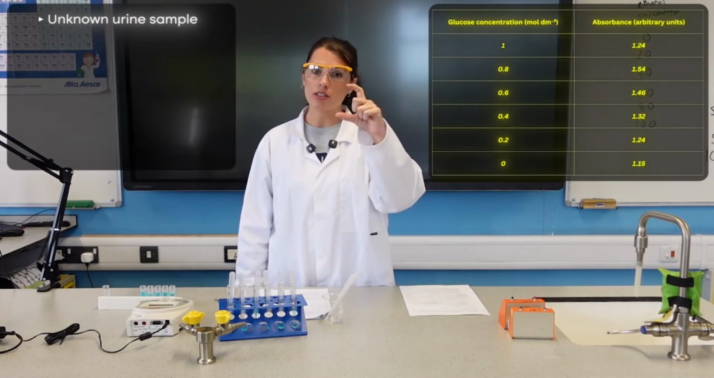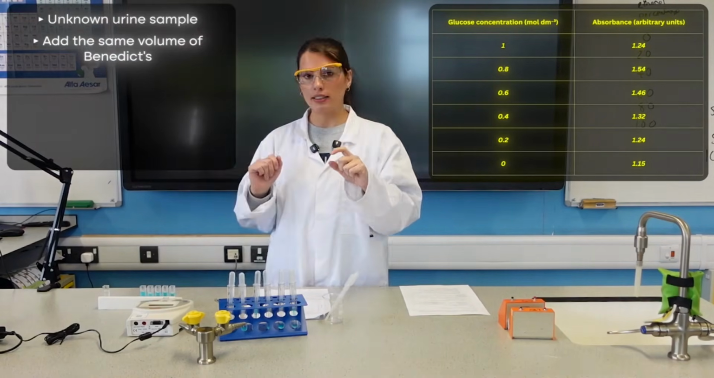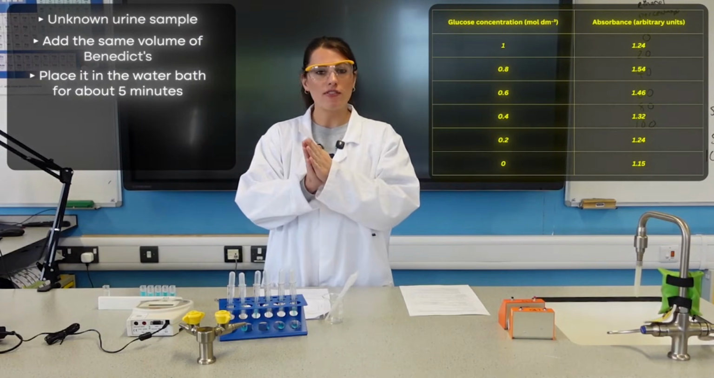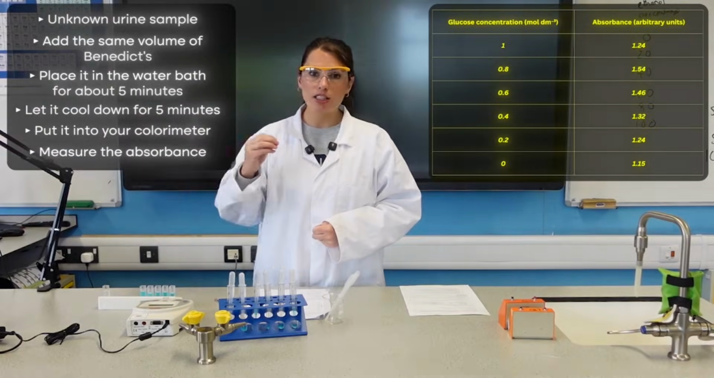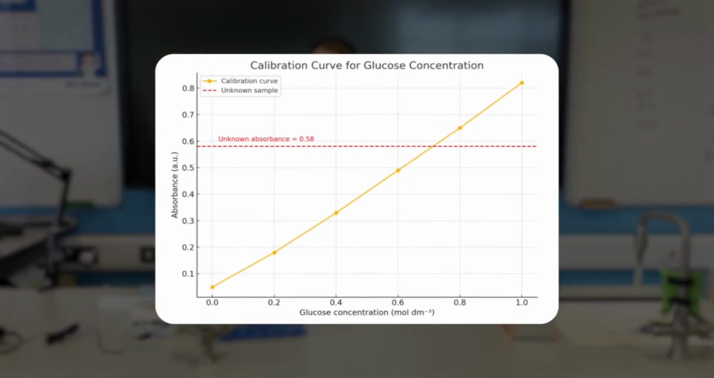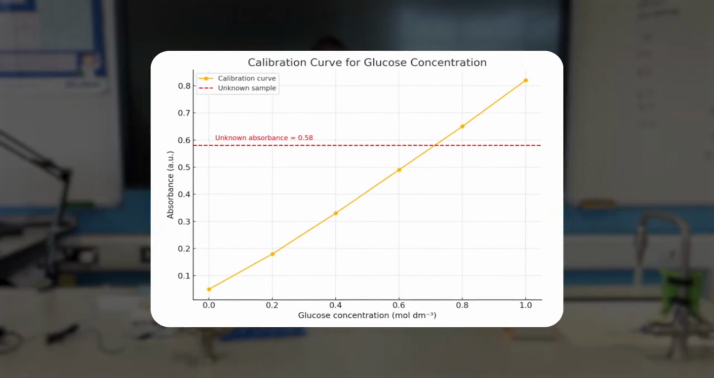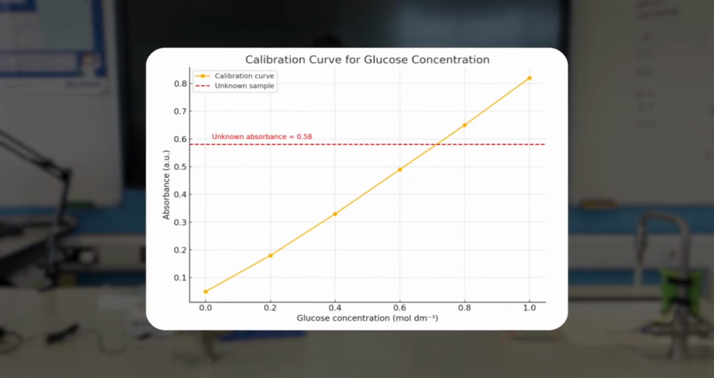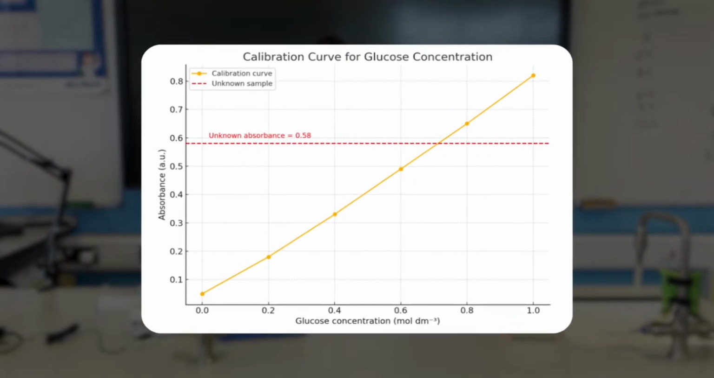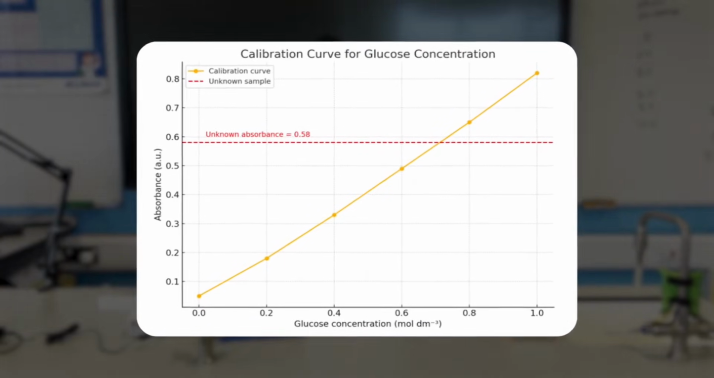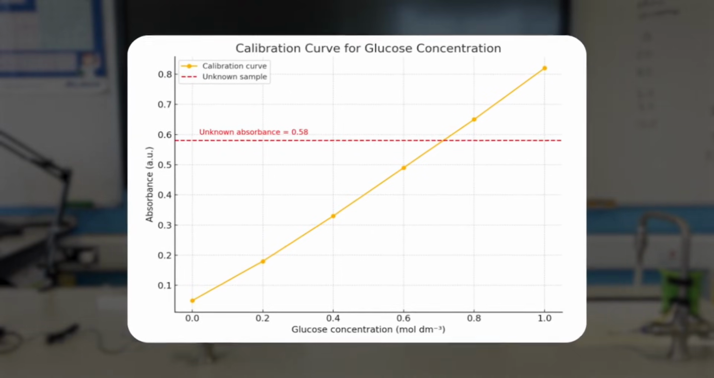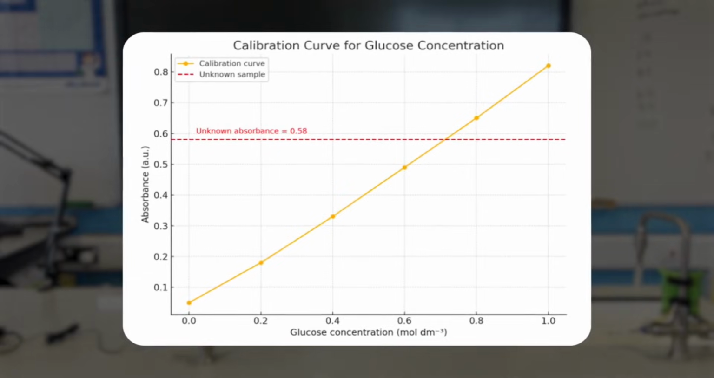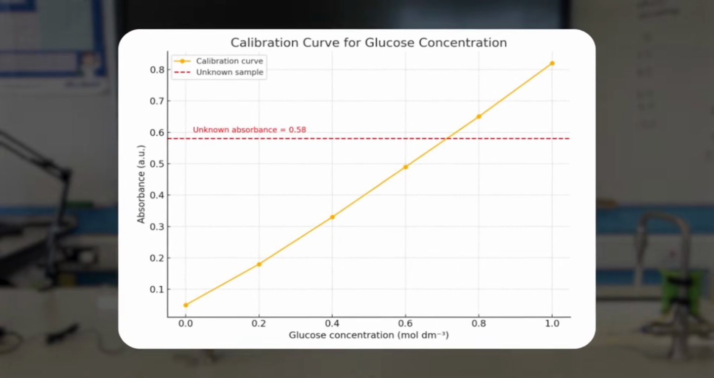You'd have your unknown urine sample, add the same volume of Benedict's, place it in the water bath for about 5 minutes, let it cool down for 5 minutes, put it into your colorimeter, measure the absorbance, and then on this graph here, we can see whatever their absorbance was. And in this example, the urine sample had an absorbance of 0.58. We then read off to see where it intercepts our line and read down to see what glucose concentration that is. And we can then do that to work out the glucose concentration in the urine sample.